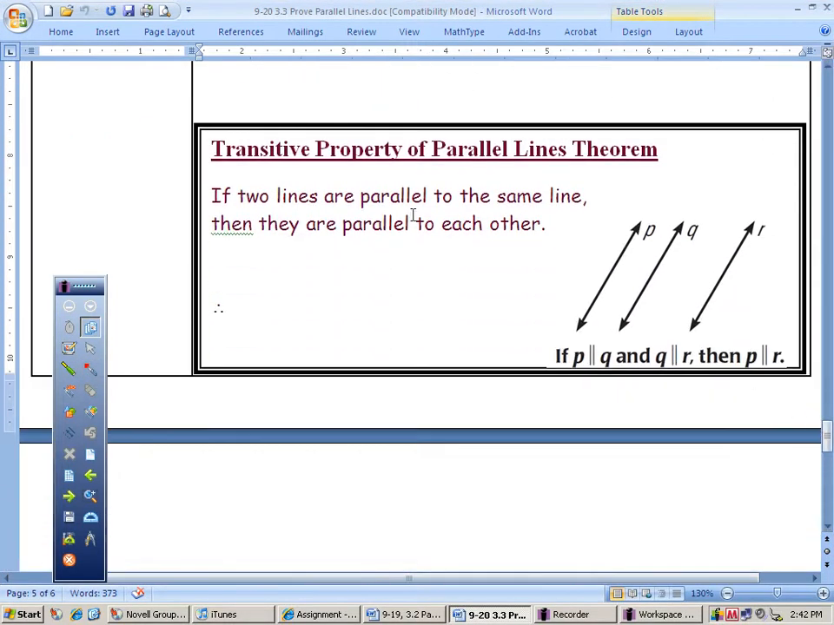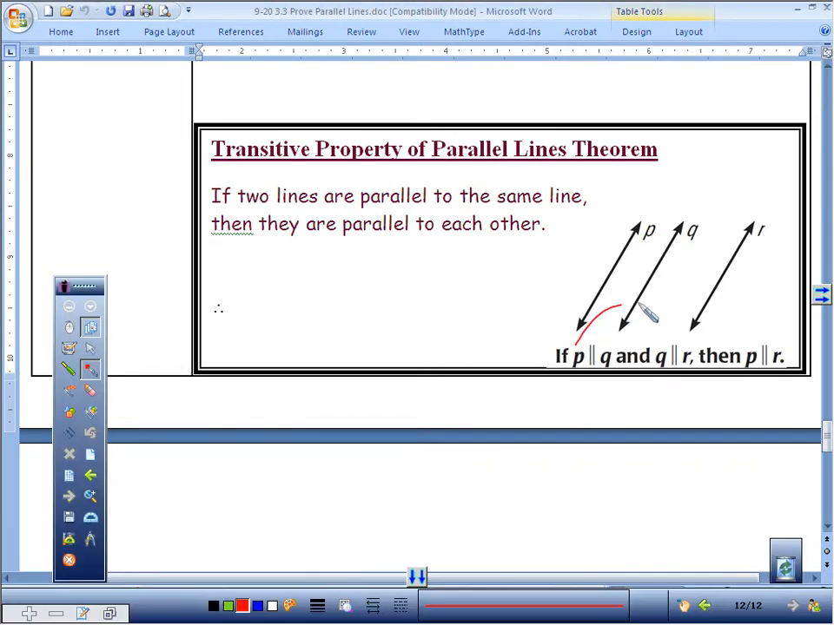And just a final point here, this is the transitive property of parallel lines, and it simply states that if two lines are parallel to the same line, then they are parallel to each other, just like the transitive property. If A equals B and C equals B, then A equals C. So you have the same concept here. If P is parallel to Q and Q to R, then we can draw that link between P and R because they both have the commonality, both parallel to Q, therefore they must be parallel to each other.